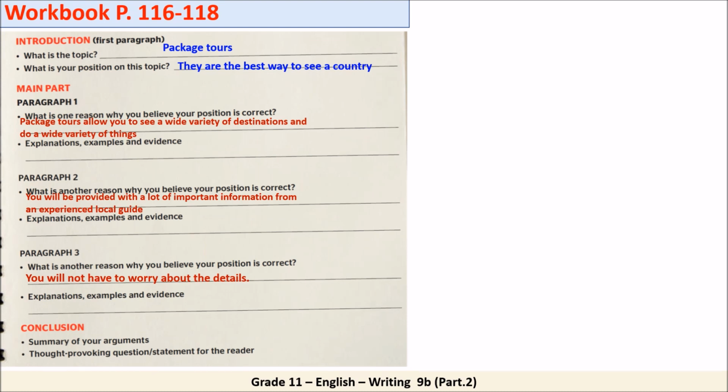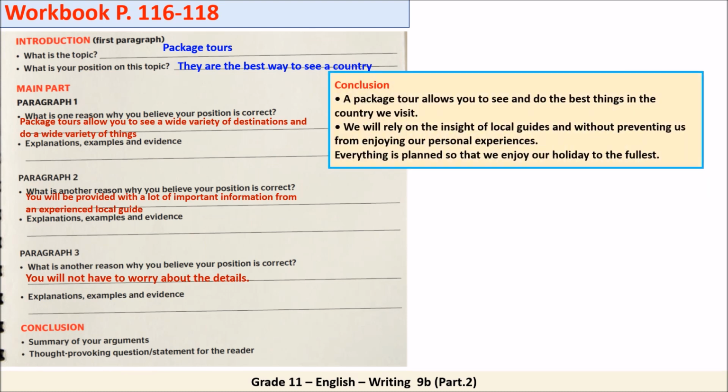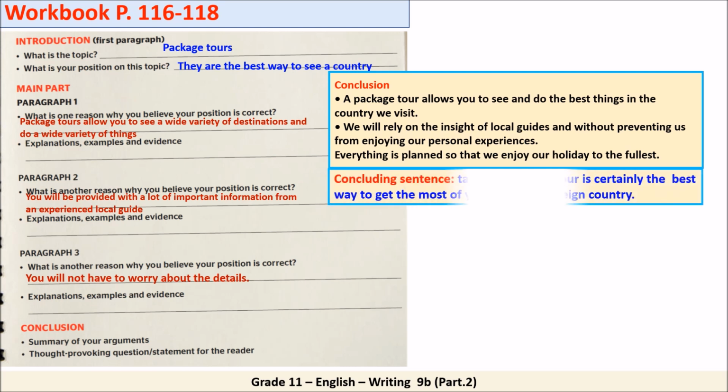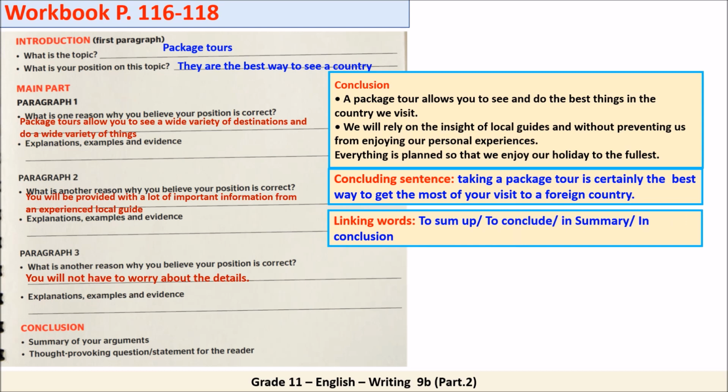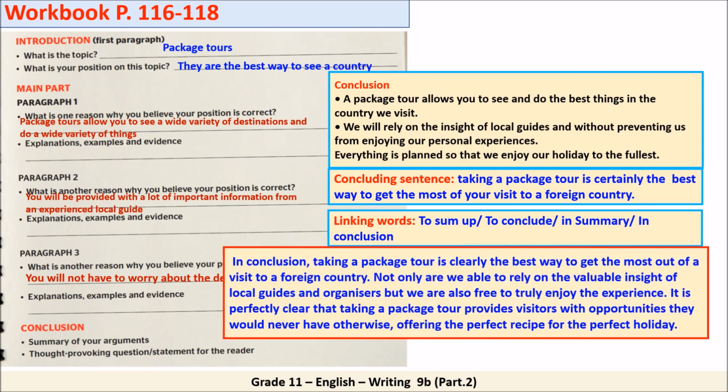Finally, for the conclusion, we need to restate, to summarize the points that we stated in the body paragraphs. We do not need to bring any new ideas. We need a concluding sentence to start the conclusion, and we also need to use linkers, and some of the linking words we can use in the conclusion will be: to sum up, to conclude, in summary, or in conclusion. And this will be a possible conclusion for this essay.